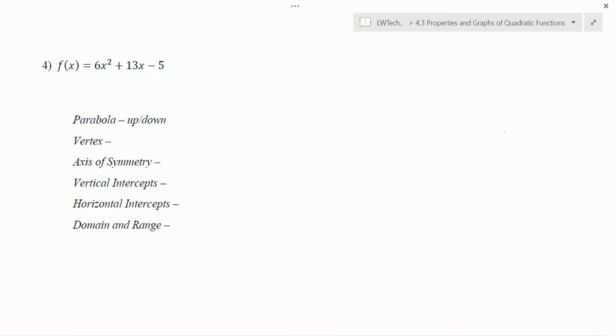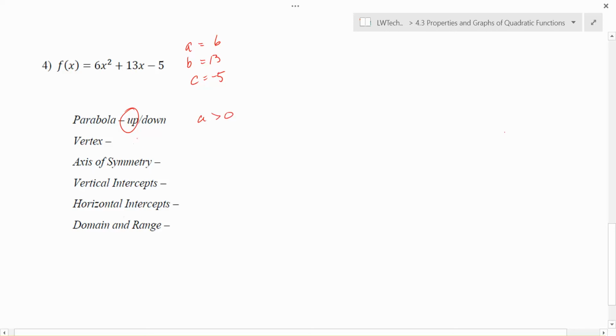Here we're looking at the function f of x equals 6x squared plus 13x minus 5. Again, great idea to go ahead and identify your a, b, and c. Here a is going to be 6, b is 13, and c is negative 5. Because my a is positive, I'm going to expect my parabola to be opening up.